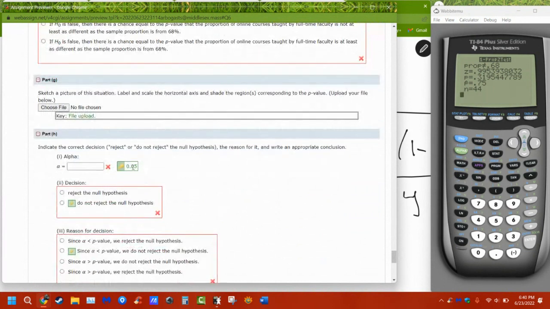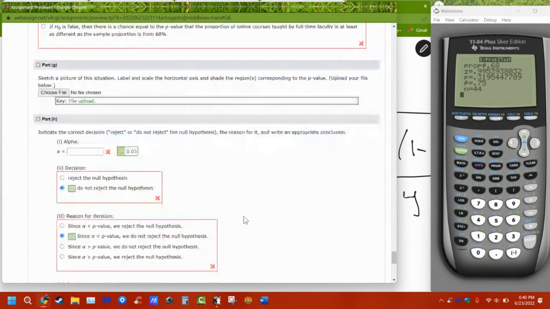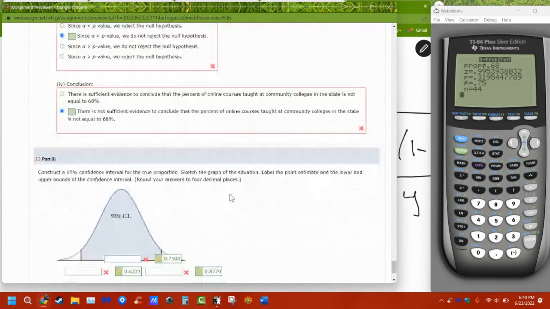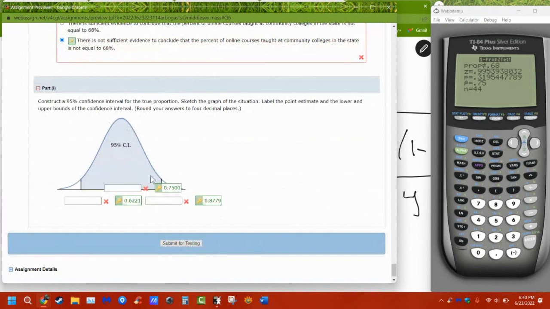Then what are you going to do? Here's your alpha is 0.05. We don't reject because the alpha is smaller than the p-value. And therefore, we don't have enough evidence to reject. And again, we do a confidence level.